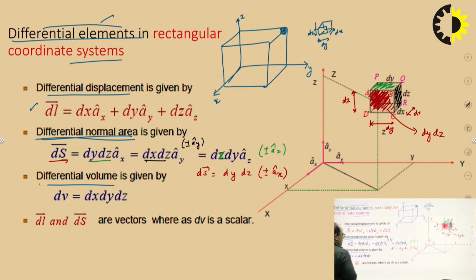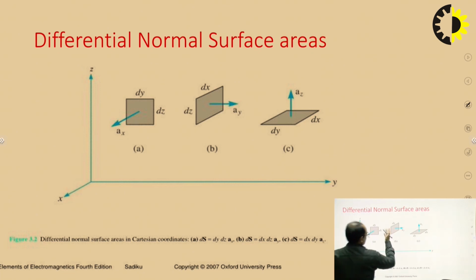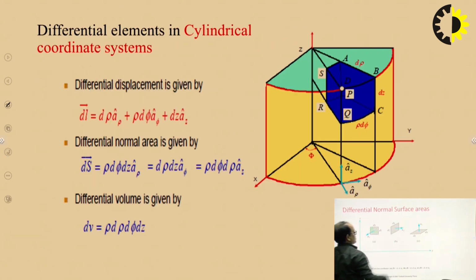So now for the differential volume, this whole volume will be equal to what? dv is equal to dx into dy into dz. This I have told you about this surface. Three planes will be there.